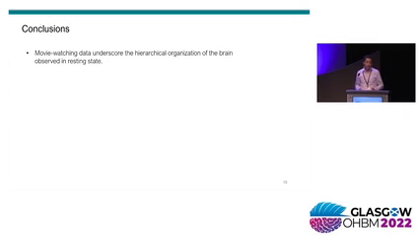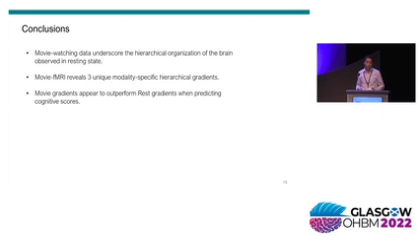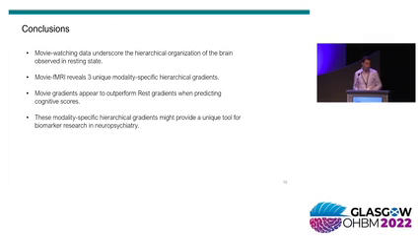So overall, we see that movie watching underscores the hierarchical organization in the brain by describing 3 modality-specific hierarchical gradients obtained during this naturalistic state. And we see that movie gradient features outperform, or at least appear to be outperforming, rest gradient features for predicting cognitive scores. And this modality-specific hierarchical gradient might provide a unique tool for biomarker research in neuropsychiatry, where we might see a unique signature of different disorders on these 3 gradients.